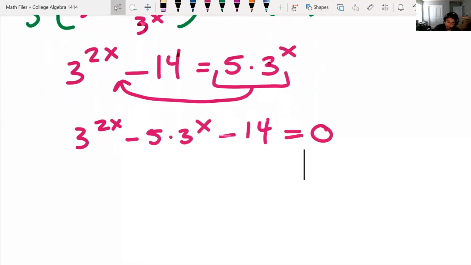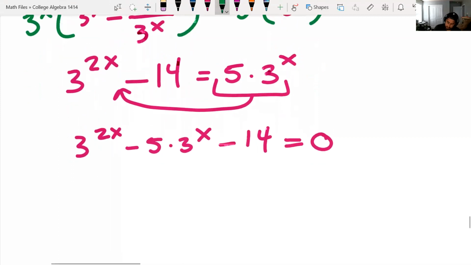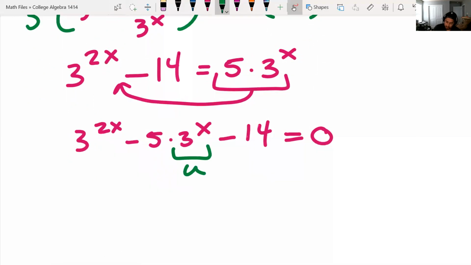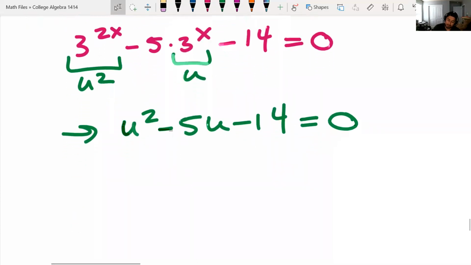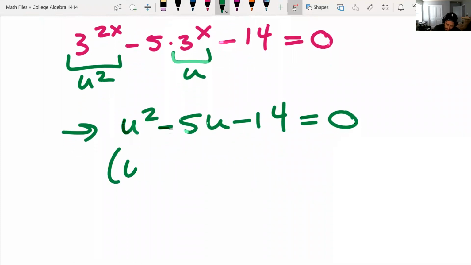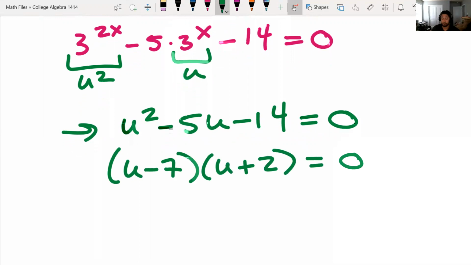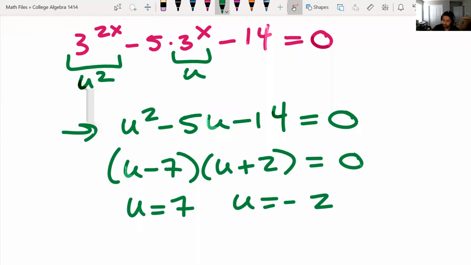Now we will u substitute. So this will be u. And lucky for us, u squared will take care of this substitution, which means we will now get u squared minus 5u minus 14 equal to 0. And I think this factors, hopefully, to u minus 7, u plus 2 equal to 0. You get u squared, 2u, minus 7u, negative 5u, negative 14, therefore u equals 7, u equals negative 2.